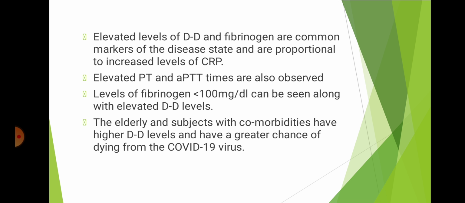Level of fibrinogen less than 100 mg per dl can be seen along with elevated D-dimer levels. The elderly and the subjects with comorbidities have higher D-dimer levels and have a greater chance of dying from COVID-19 virus.